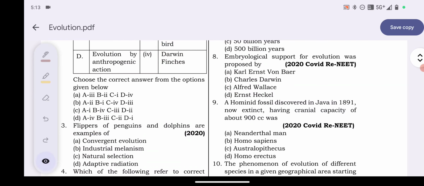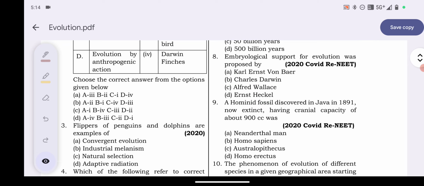Next question number 9. A hominid fossil discovered in Java in 1891, now extinct, having cranial capacity of about 900 cc. cc का मतलब क्या होता है? क्यूबिक सेंटीमीटर. ओके, क्यूबिक सेंटीमीटर. सो ऑप्शंस आर Neanderthal man, Homo sapiens, Australopithecus, Homo erectus.